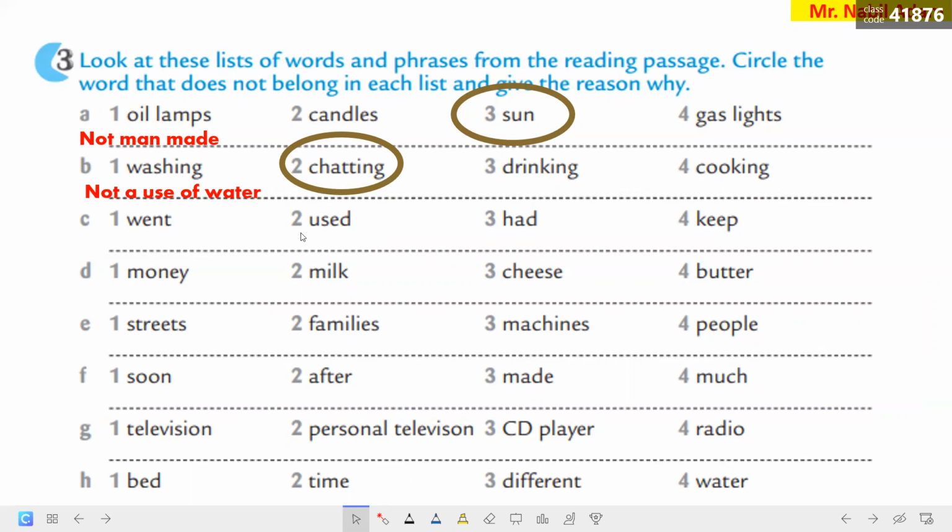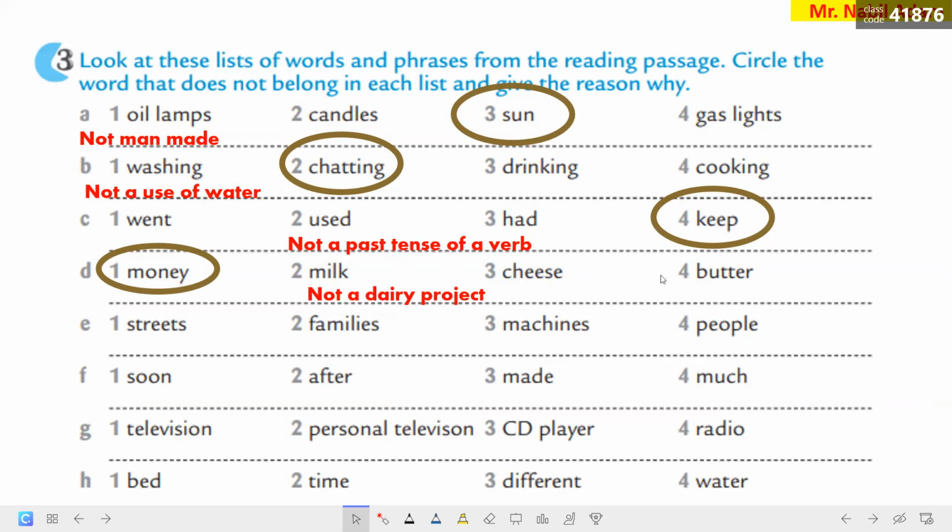Went, used, had, keep. Which one is different? Keep is different. Why? Because the three verbs went, used, had are in the past tense, and keep is in the present. Money, milk, cheese, butter. Which is different? Money is different, because milk, cheese, and butter are dairy products. Money is not a dairy product.